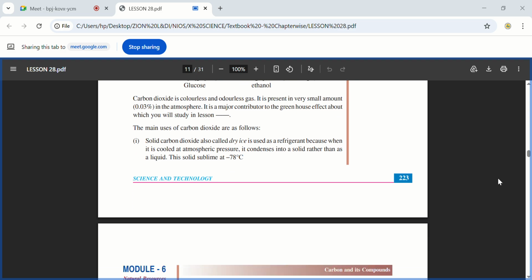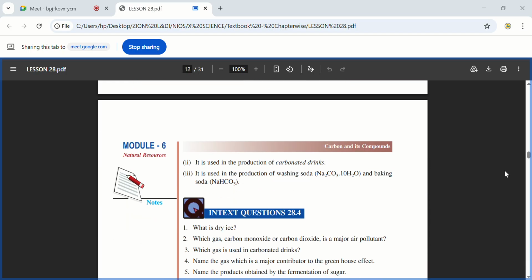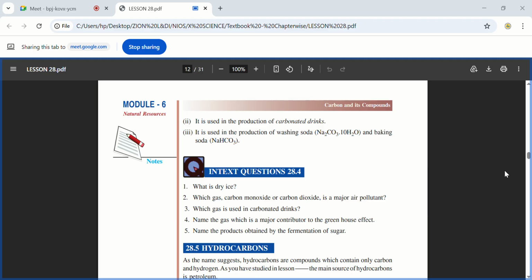Solid carbon dioxide, also called dry ice, is used as a refrigerant because when it is at atmospheric pressure, it condenses into a solid rather than a liquid. This solid sublimes at minus 78 degrees Celsius. It is used in the production of carbonated drinks. It is used in the production of washing soda, Na2CO3.10H2O, and baking soda, NaHCO3.